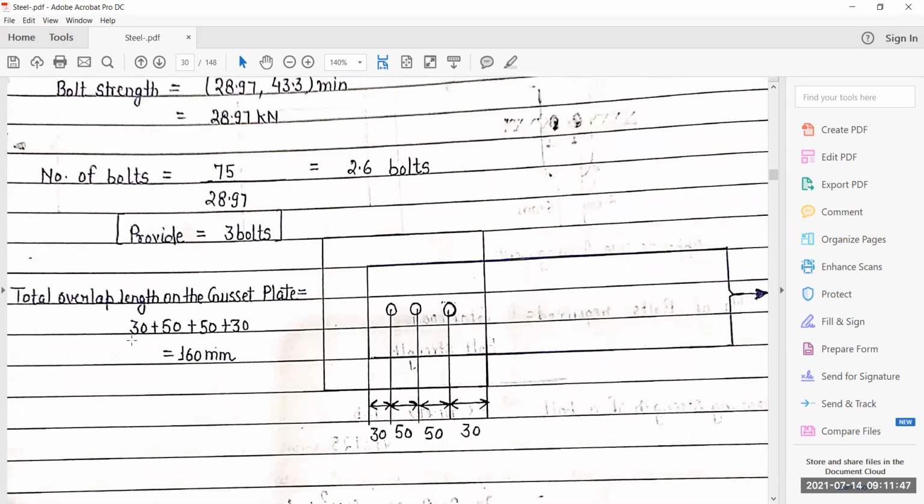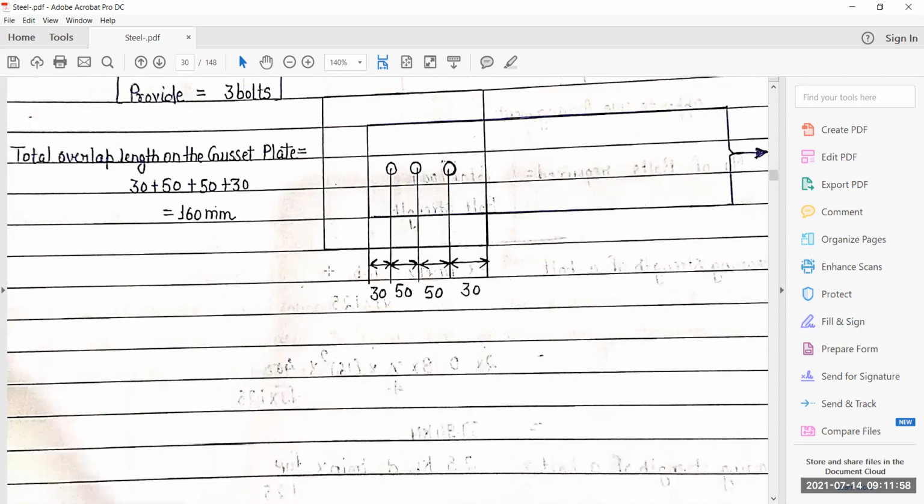Then finally you get the overall length of the gusset plate. You provide 3 bolts in the gusset plate connected to the beam. Okay. Clear?